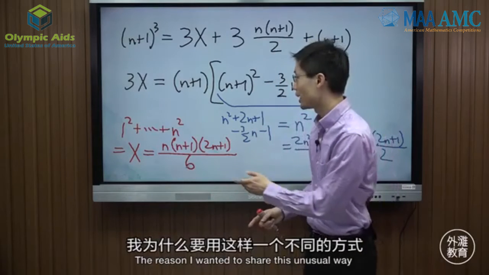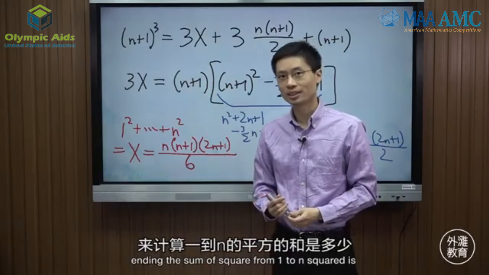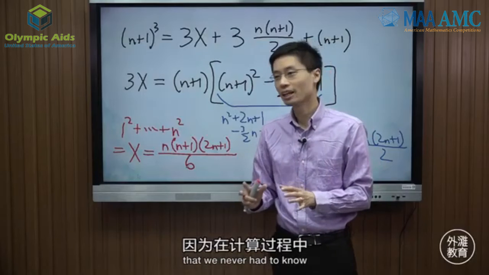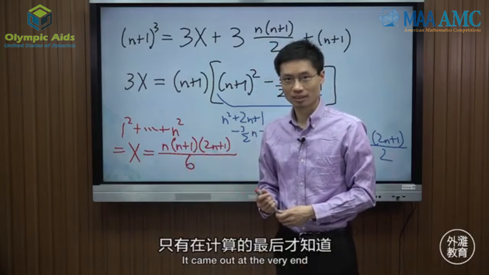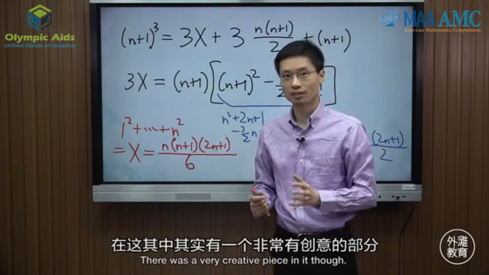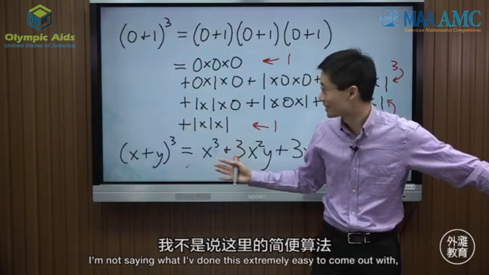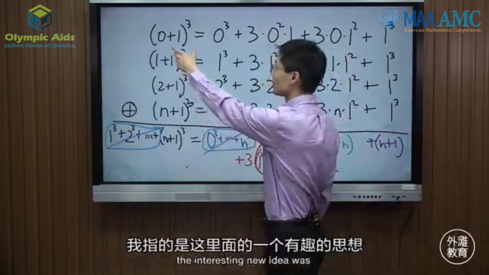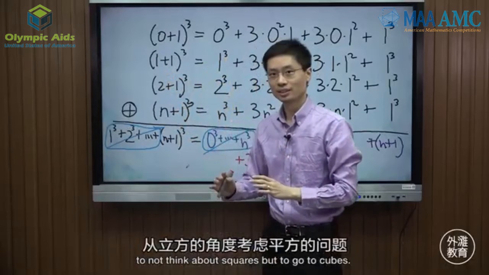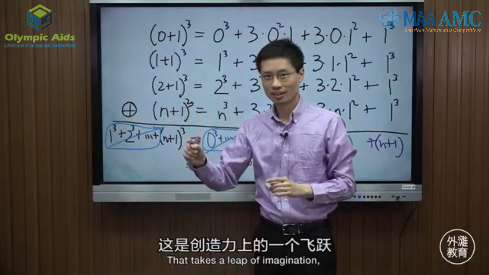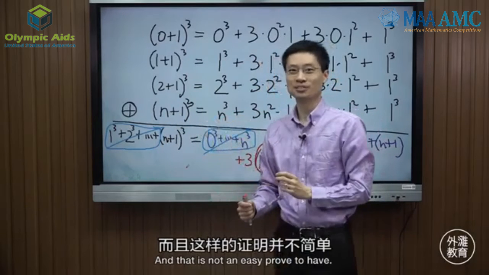The reason I wanted to share this unusual way of finding the sum of the squares from 1 to n squared is that we never had to know what the formula was. It came out at the very end. There was a very creative piece in it, though, which I want to remind. And yes, I'm not saying that what I did is extremely easy to come up with. The interesting new idea was to not think about squares, but to go to cubes. That takes a leap of imagination, and this is not an easy proof to have.